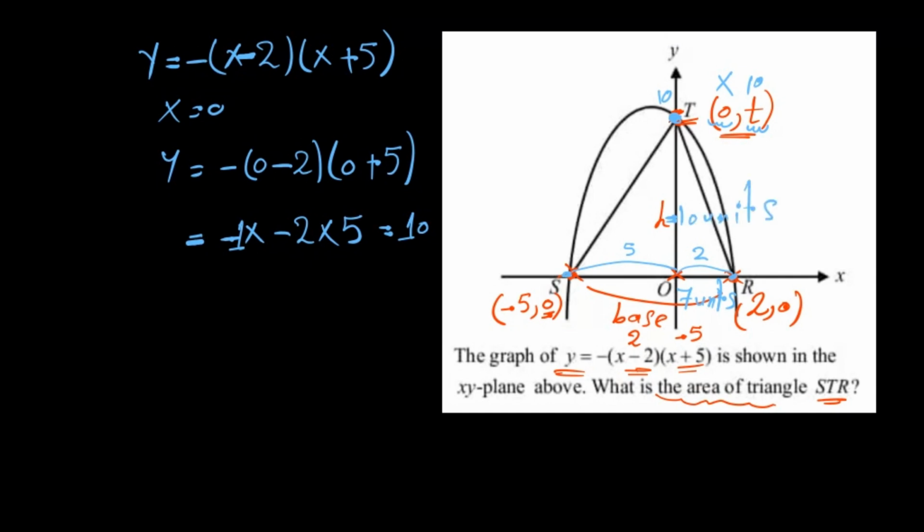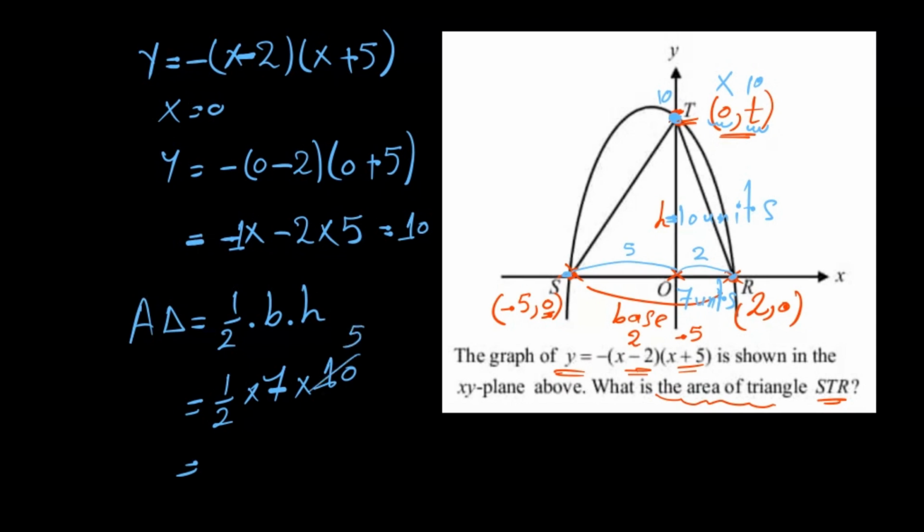Now I can find the area. The area of a triangle is half times base times height. It equals half times 7 times 10. I can take half times 10 first, which is 5. I can cancel out 10 with 2, so the result will be 5. 5 times 7 is 35 square units. Any question? Do it step by step, and you will get the answer.